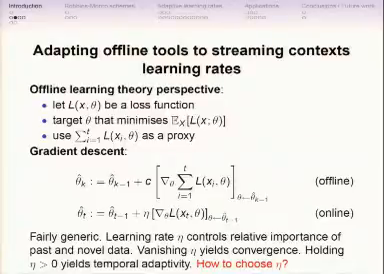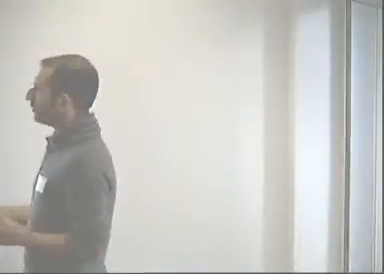Another way to adapt an offline tool to a streaming context is via the use of learning rates. So let's adopt for a second an offline learning theory perspective, where we have a loss function that measures how well we're doing. We have a parameter theta that we're trying to estimate the value of, and we have a function L, the loss function, that measures how well theta fits a data point x. We want to target the value of theta that minimizes the expected loss over our expectation of the data. So we want to have minimum loss on average, not for any given data point, but on average. But because we don't have access to the expectation, we don't know the true data distribution that underlies x, we use a sum as a proxy. So that's an additive loss function.